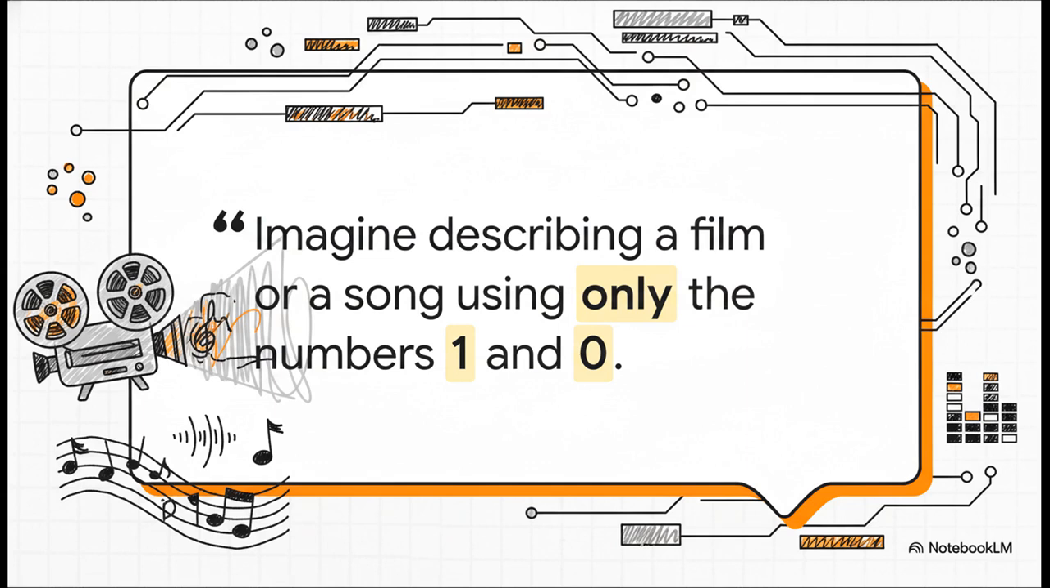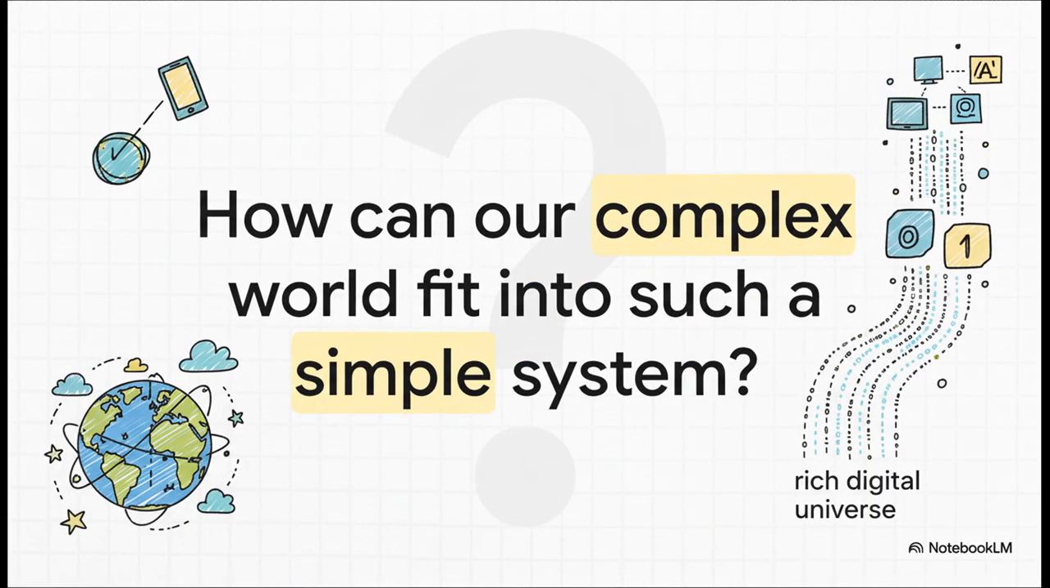The incredible color and detail of a film, the entire emotional journey of a piece of music, all boiled down to a simple two-part choice. So that's the big question we're going to tackle. How in the world can this incredibly basic language create the rich, vibrant digital universe that we all live in? Well, the answer is both super simple and really, really clever.